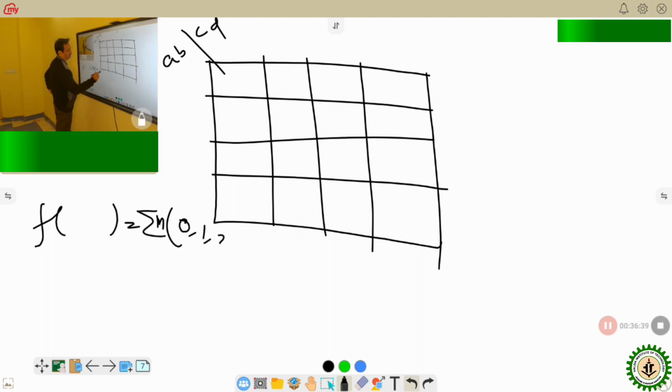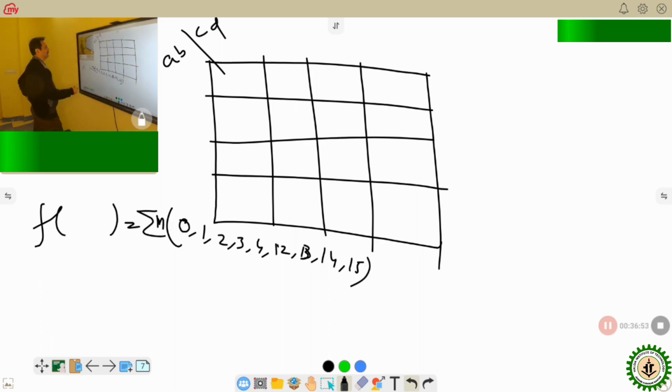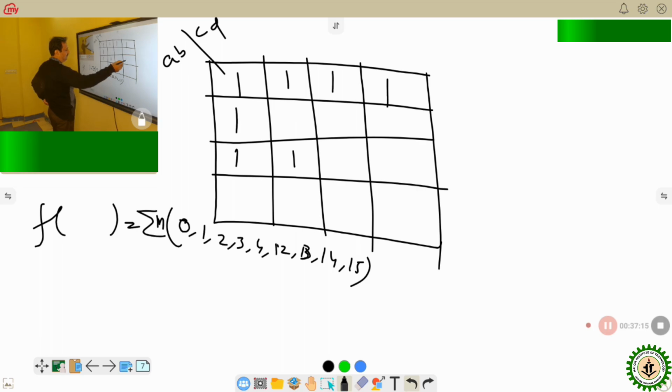So this is equal to, suppose, the minterms 0, 1, 2, 3, 4, 12, 13, 14, and 15. So what will happen? This is 1, this will be 1, this will be 1, this will be 1. The cells are numbered 0, 1, 2, 3, and 4, 5, 6, 7, 8, 9, 10, 11, 13, 14, 12.